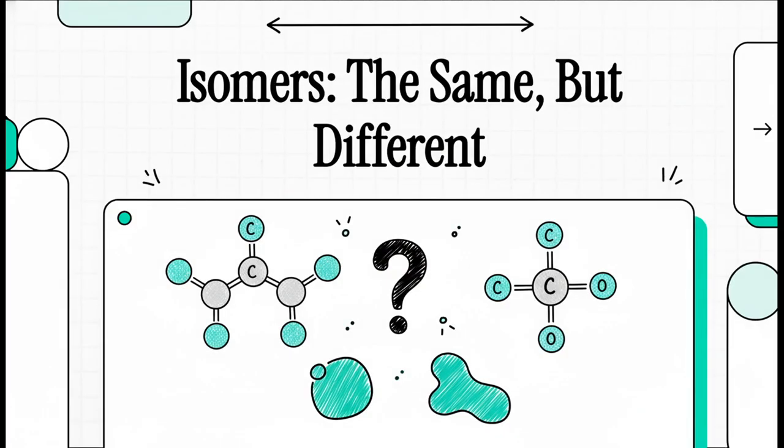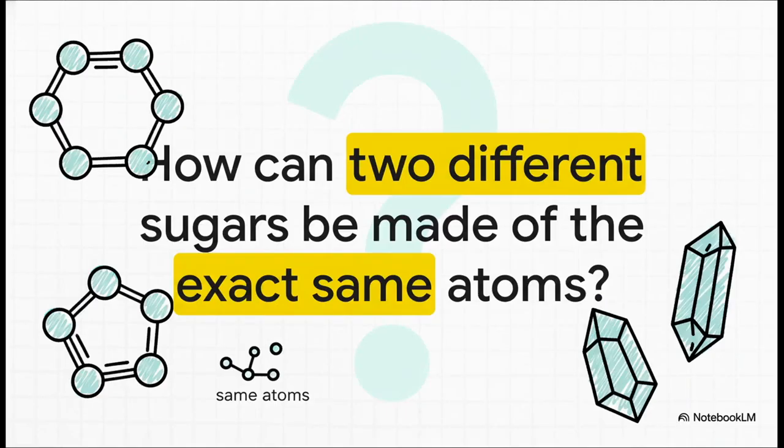Let's dive into a really fascinating puzzle right at the heart of chemistry. We're going to explore how things can be made of the exact same ingredients, but end up being completely different. It's kind of like a molecular identity crisis. So think about this for a second.